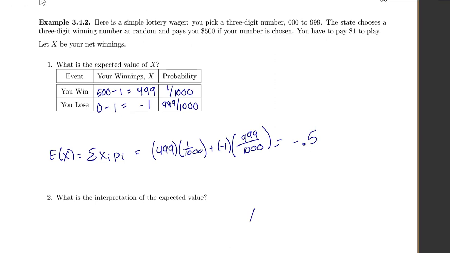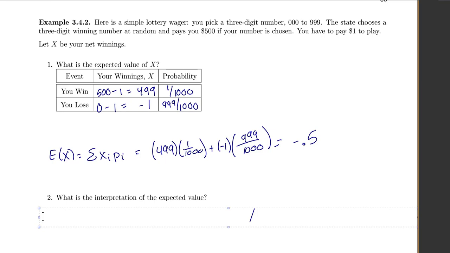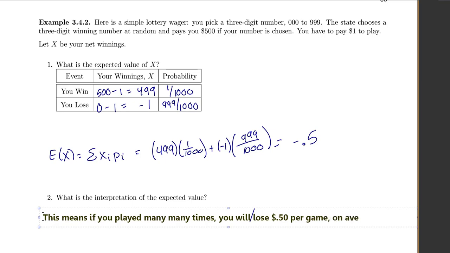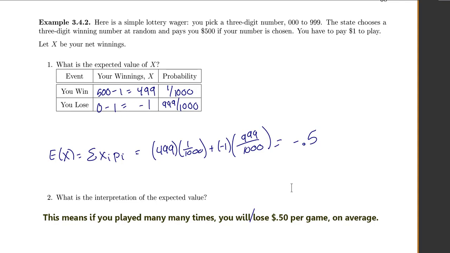So what does this mean? This means if you played many, many times, you will lose 50 cents per game on average, which means that the state is going to be making 50 cents a game on average, so they will make quite a bit of money if people play.